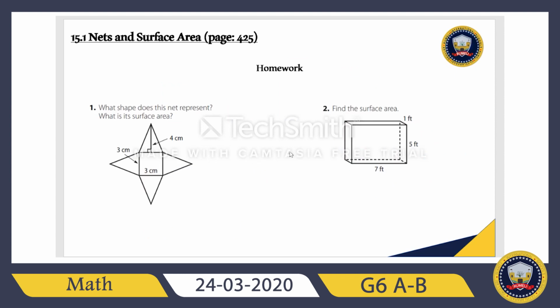Alright, let's finish up with this short homework. I want you to tell which net is this, or what does this net represent, which shape. Then after that, find the surface area of the shape. First one. Second one, I want you to find the surface area for this prism. You have here length of my base is 7, the width is 1, and the height here is 5 feet. So try to use the net with this and find the surface area.